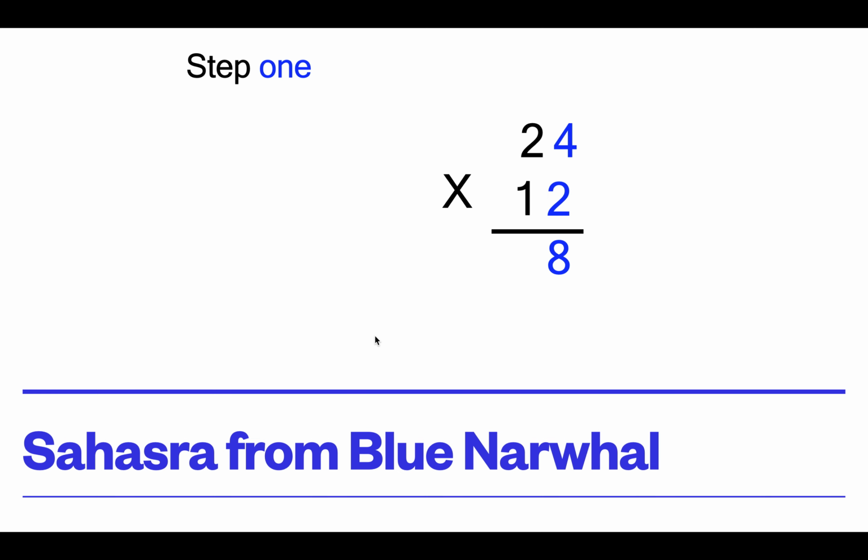Step 1 is in dark blue. 4 times 2 equals 8. So we're going to put 8 there.